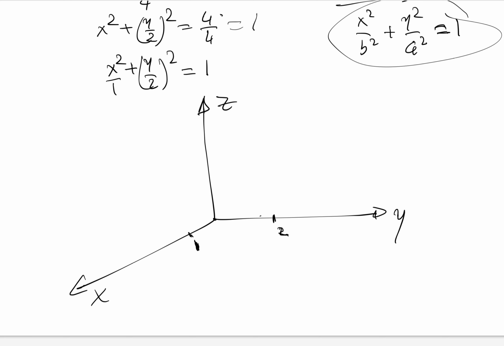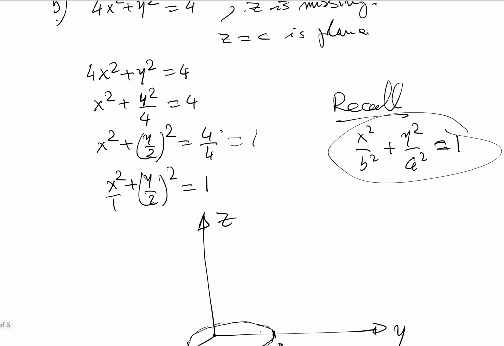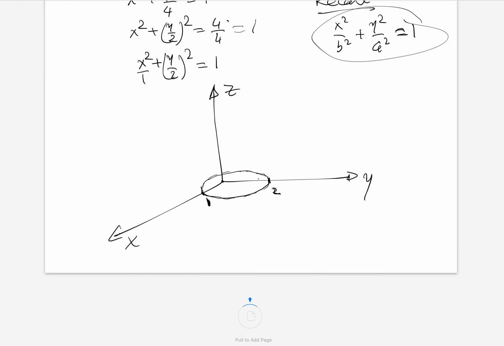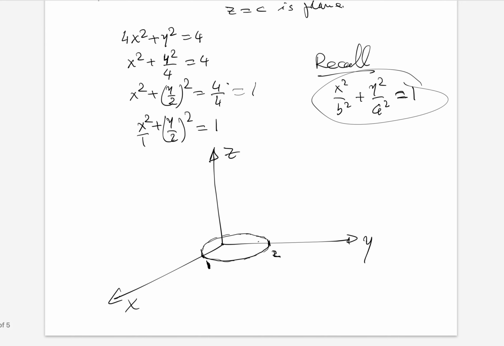So the shape will look like this. Okay? That's the shape. That's how the shape will look. And we will keep going up, because here you have the equation of the plane Z is equal to C. It's a constant plane. And we'll keep going up.